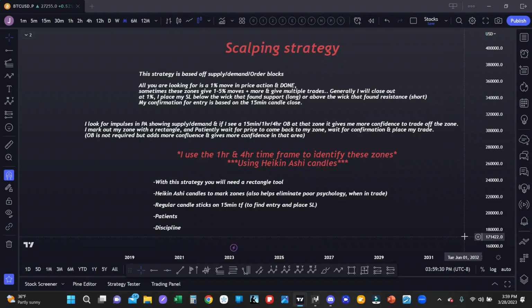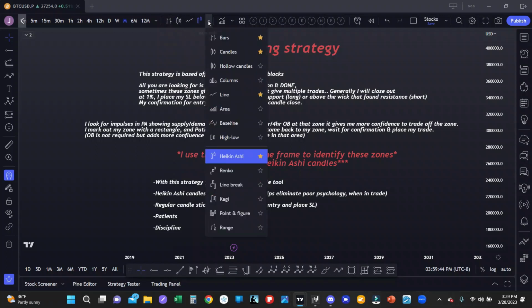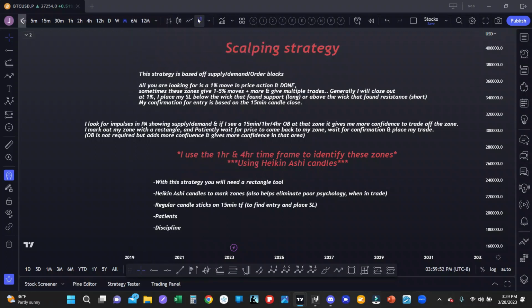I use the 1 hour and the 4 hour time frame to identify these zones using Heikin-Ashi candles. If you don't know what Heikin-Ashi candles are or where they are, you can come up here to where your candles are, and if you don't have Heikin-Ashi added, just hit the down arrow. It'll pop up in this list right here of candles, and there it is right there, Heikin-Ashi. Put a star on it, then you'll have it here for quick access when you want to plot zones.